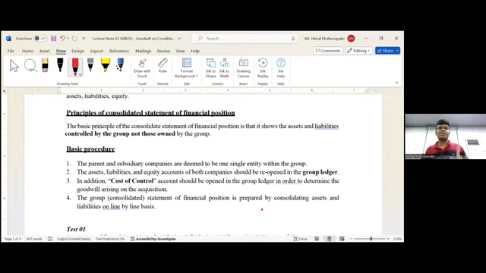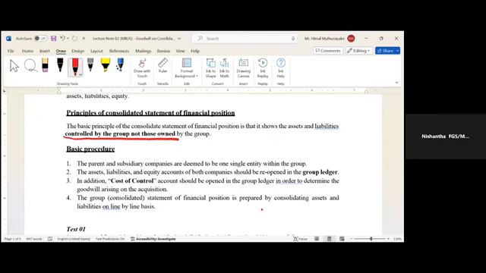So that is why we learn the concepts of control. If you have the controlling power of another company, that means you can control the assets and liabilities of that company. So you need to bring the controlled company's assets and liabilities into my group accounts. Remember, you don't need to own the assets and liabilities. If you are controlling the particular assets and liabilities, then you need to include them in the consolidated statement of financial position. Is it clear?